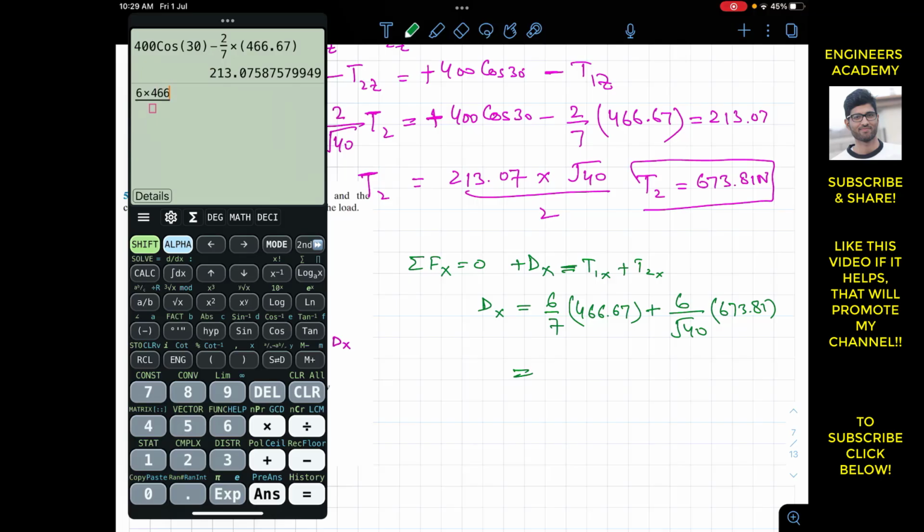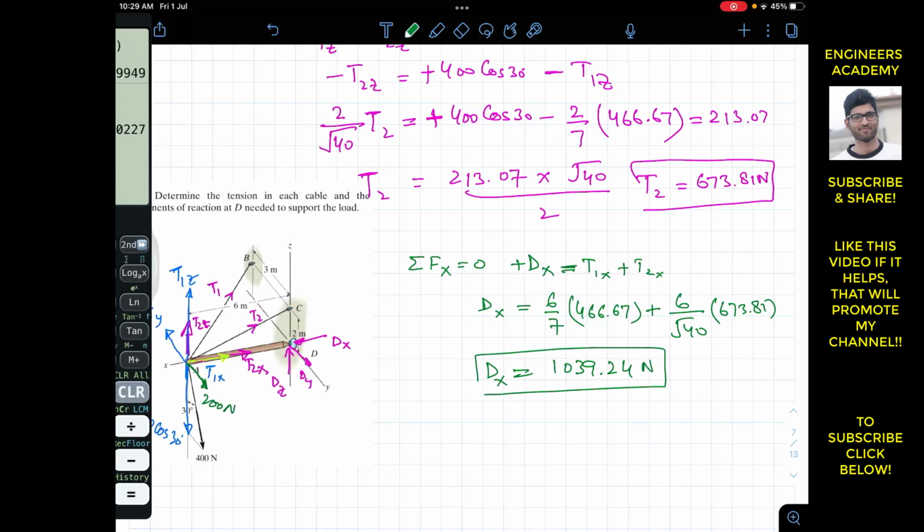So this will give us 6 into 466.67 divided by 7 plus 6 into 673.81 divided by square root 40. This gives me 1039. dx comes out to be 1039.24 newtons. This is dx.